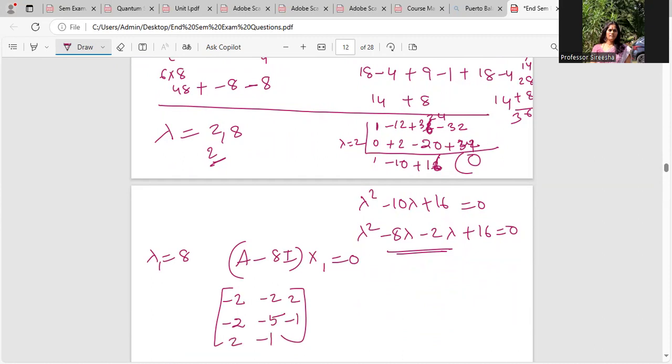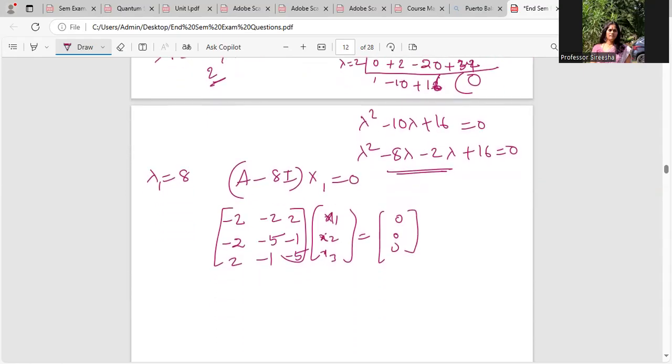2 minus 1. 3 minus 8 would be again minus 5. Okay, this is x1, x2, x3 is equal to 0. This is my eigenvector, right? So again, I'll be reducing it to echelon form.